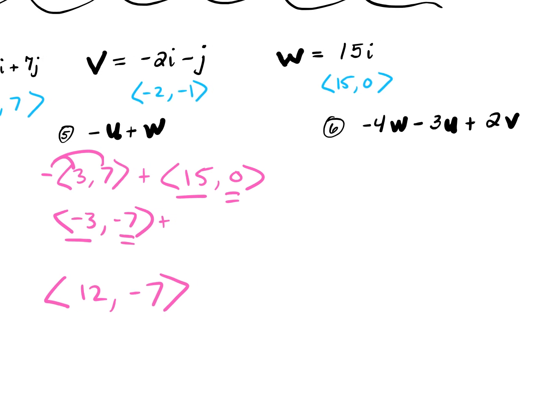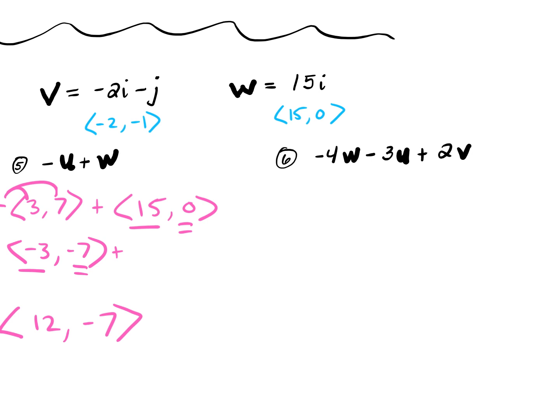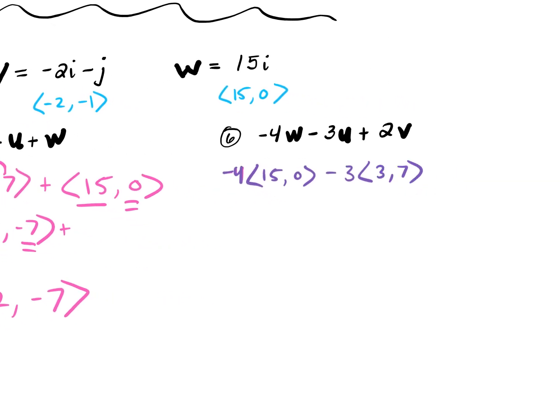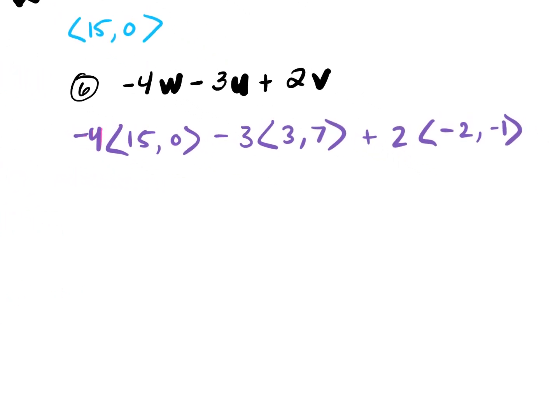For 6, we're doing the same thing, but we are just adding 3 of them together now. So we have -4 times w, which is 15, 0, minus 3 times u, which is 3, 7, plus 2 times v, which is -2, -1. So we want to distribute first. -4 times 15 would be -60. And -4 times 0 would be 0.